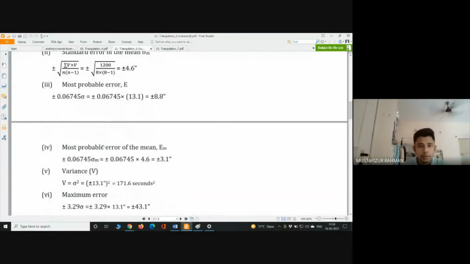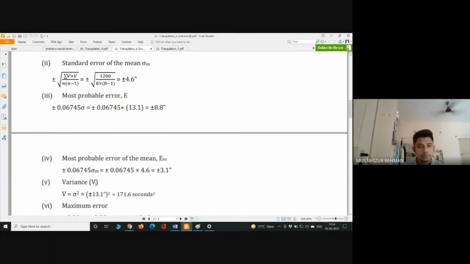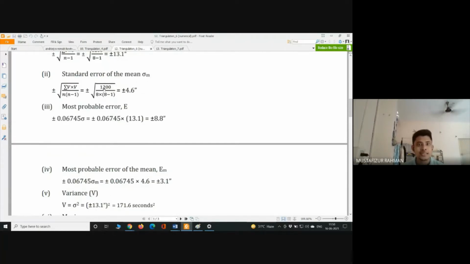Then the most probable error of the mean. Again, now we are considering the most probable error of the mean. So this is sigma m, which is going to be the standard error of the mean. The formula is the same, but instead of standard deviation, we shall use the standard error of the mean, 4.6 second, and we got the most probable error of the mean value.